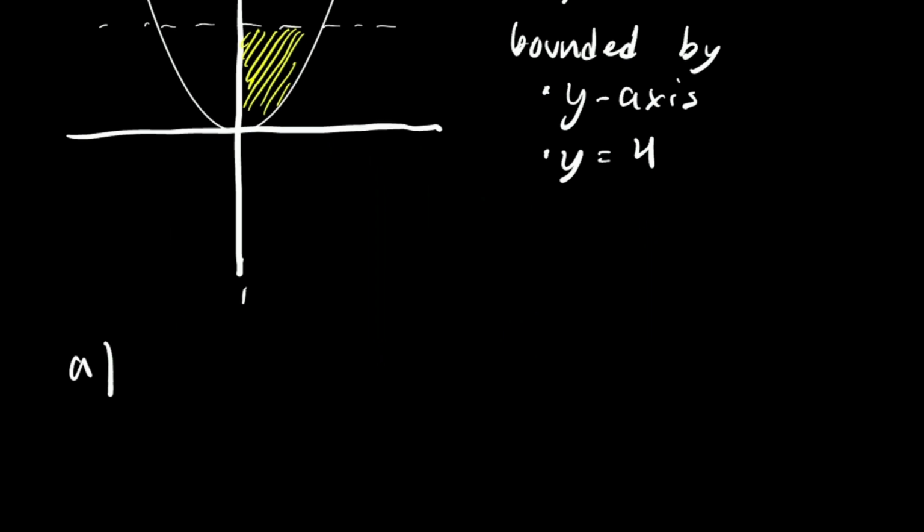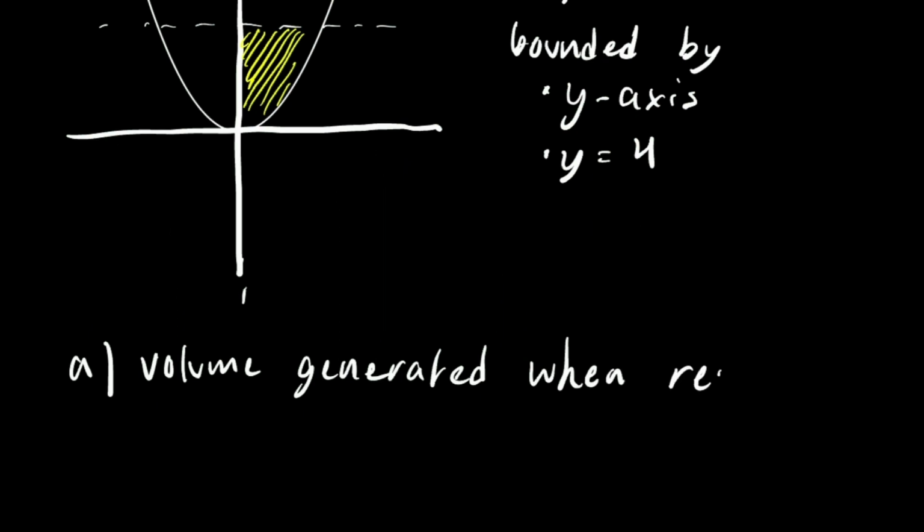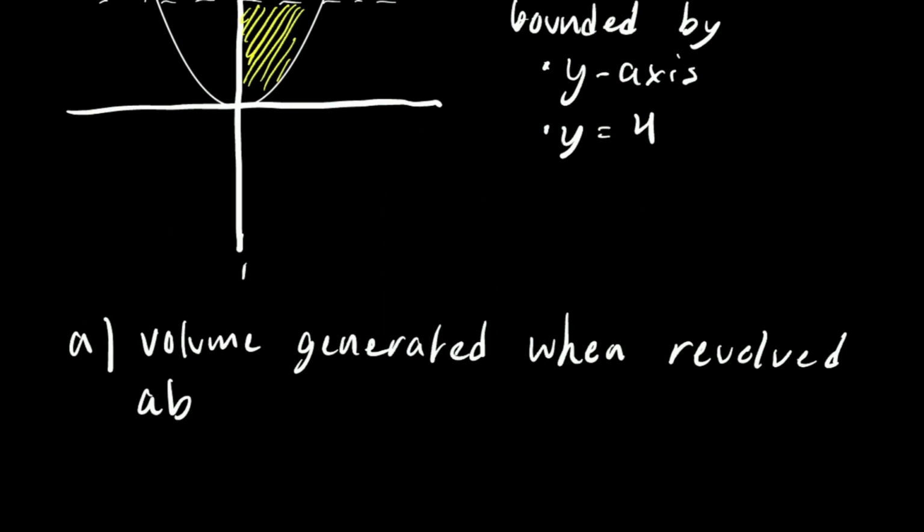So I'm actually going to ask you 2 questions here. So A will be the volume generated when revolved about the x-axis, as we have been doing.